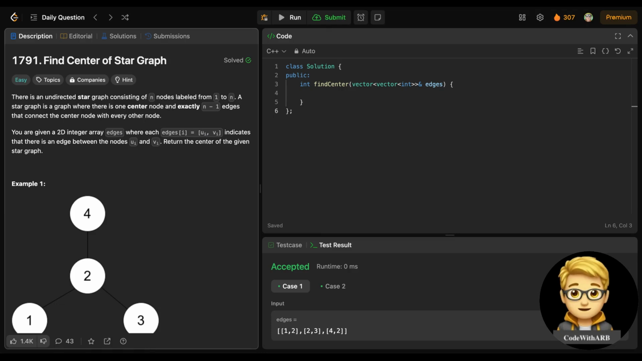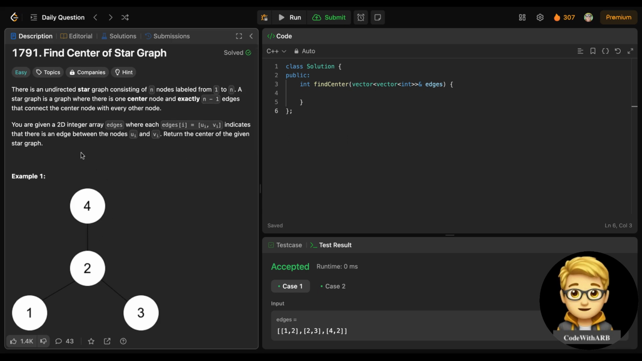So we are given an undirected star graph consisting of n nodes labeled from 1 to n. A star graph is a graph where there is one center node and exactly n minus 1 edges that connect the center node with every other node. You are given a 2D integer array edges where each edges[i] equals [ui, vi] indicates that there is an edge between the nodes ui and vi. Return the center of the given star graph.